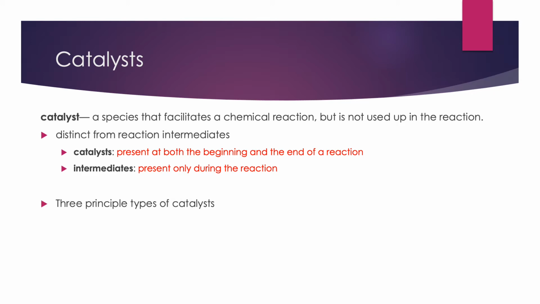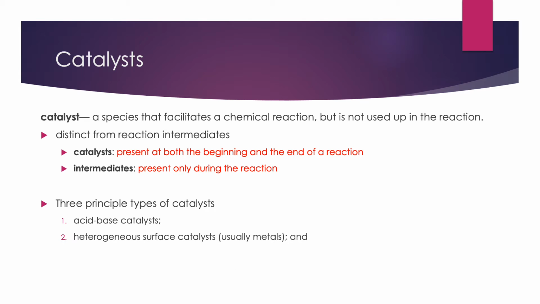Now, we find that there are at least three principal types of catalysts that we'll talk about in this course. The first of these is acid-base catalysis. So we've spent a long time in Module 5 talking about the importance of acid-base chemistry. It turns out in a lot of biological and organic reactions, acids and bases play a role to speed up reactions and even to direct them in certain pathways.